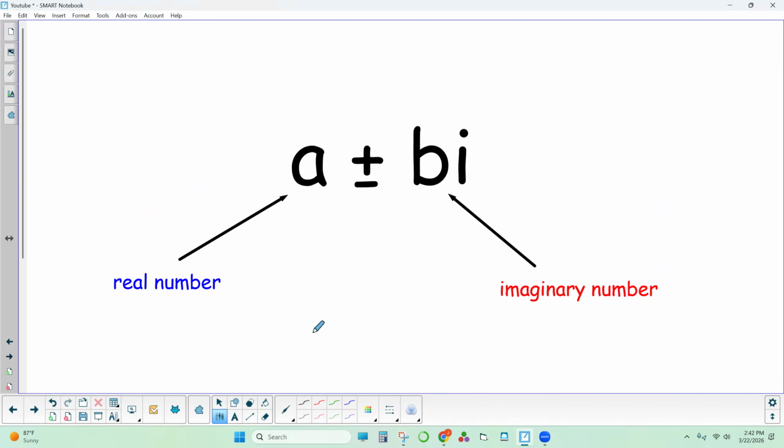Okay, we want to start with just the standard or rectangular form of a complex number. Now, you may have seen these previously when solving quadratic equations. When you use the quadratic formula and you get a negative under the square root, then you get unreal, imaginary, or complex solutions. These numbers are made up of a real part, which is a, plus or minus an imaginary part, which is bi.